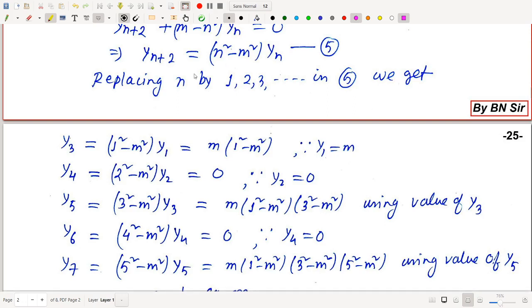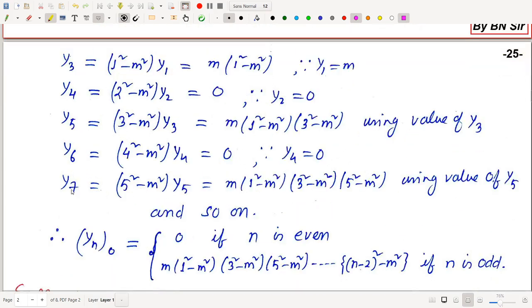And y6 will be, again if we put m equal to n equal to 4 square minus m square into y4, but y4 is 0. Actually all even suffix terms will be 0 for y. So y7 is 5 square minus m square y5, and putting the value of y5 we get y7 is 1 square minus m square, and 3 square minus m square, 5 square minus m square with an m factor in the beginning. Okay, and so on.